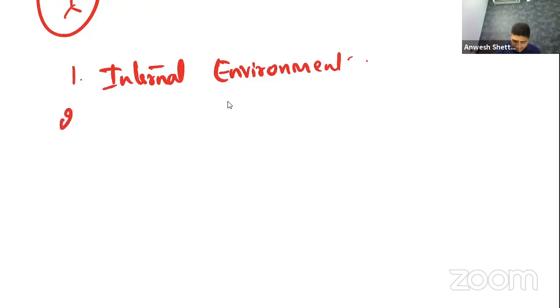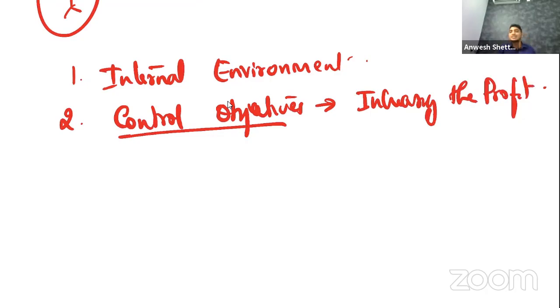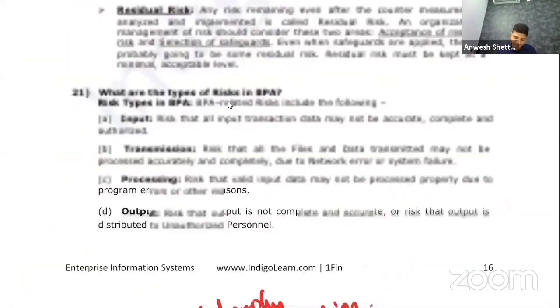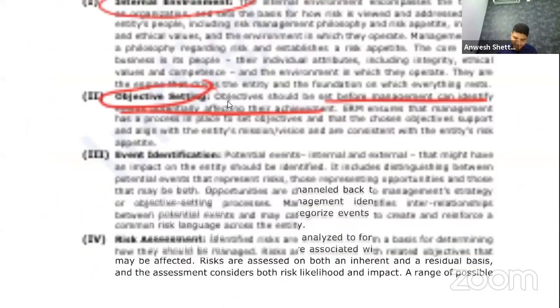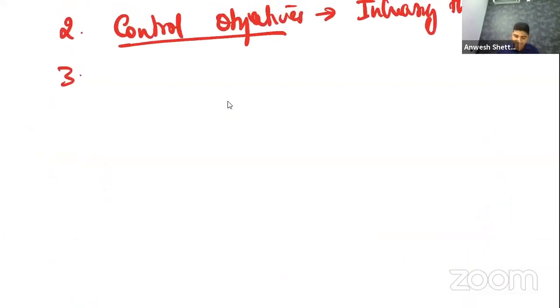So the second step is you need to set control objectives. What is the control objective? That is increasing the profit, increasing the revenue collection. That is the second step. Okay, now the third step. What is the third step? Here they say event identification. Now, what is event identification? Let me give an example.